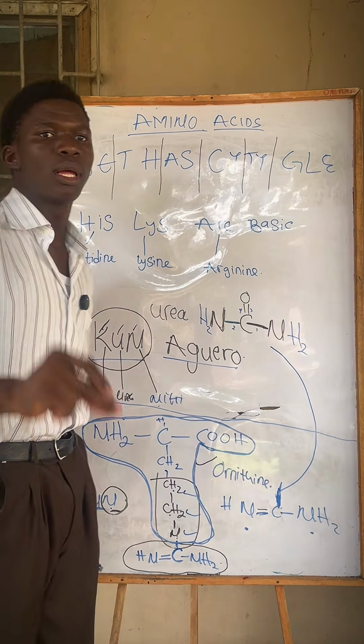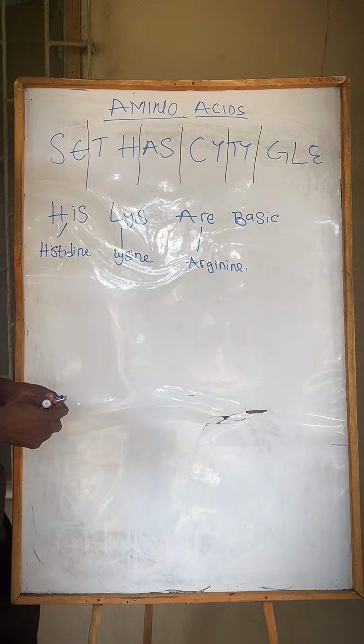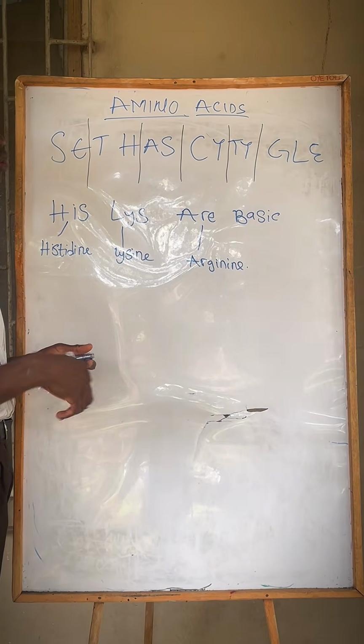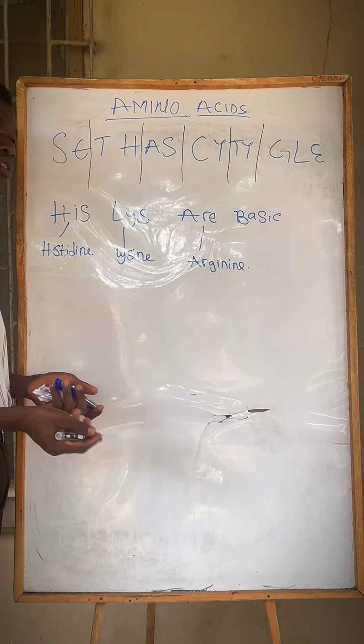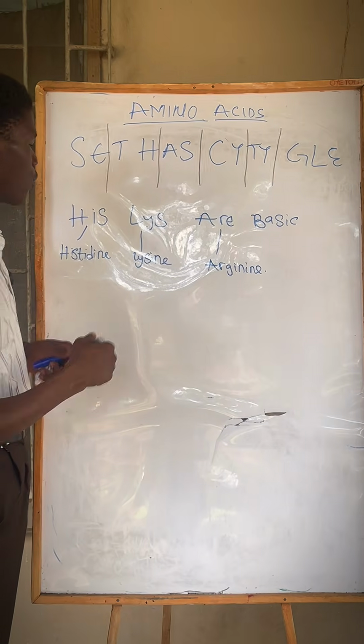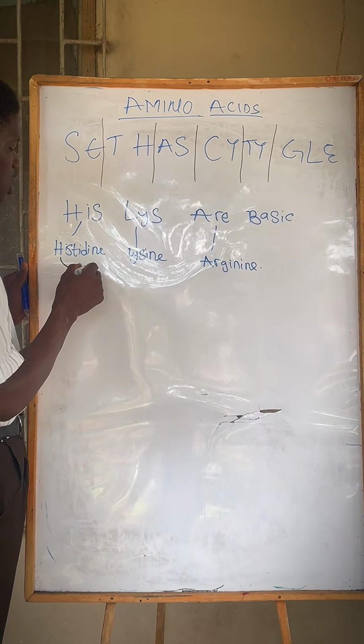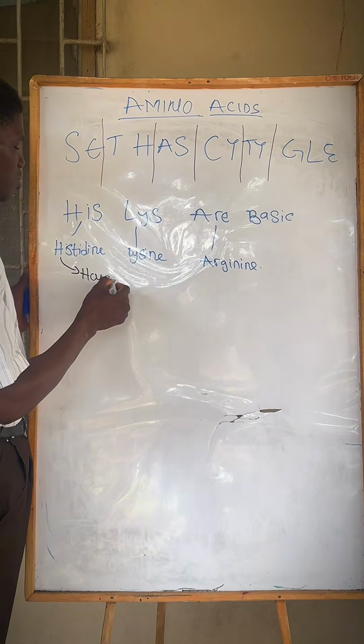Yeah, thank you. Pause that for a bit. Now the next thing is the structure of histidine. So how do we do the structure of histidine? It is very simple. From this, the H is telling us that we have it out here, okay?